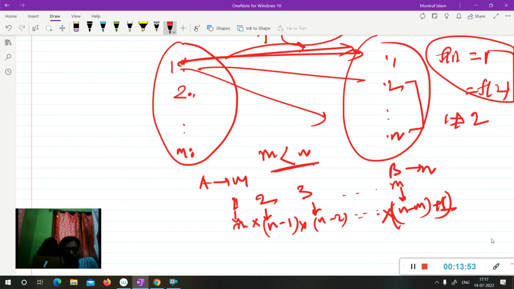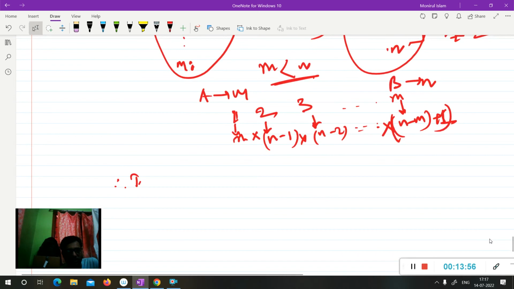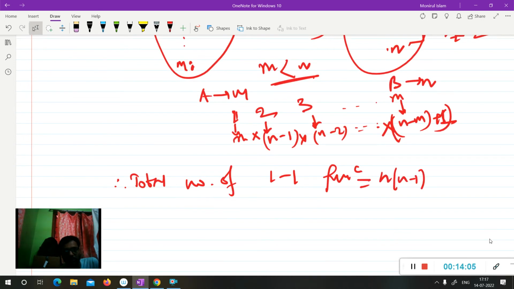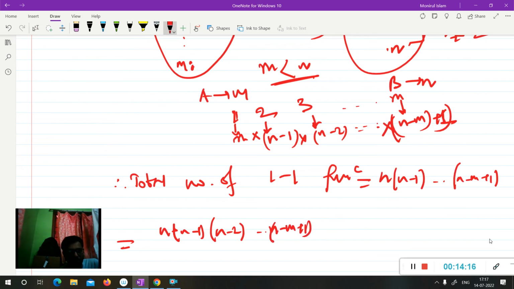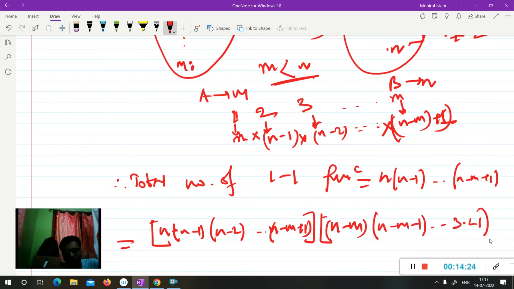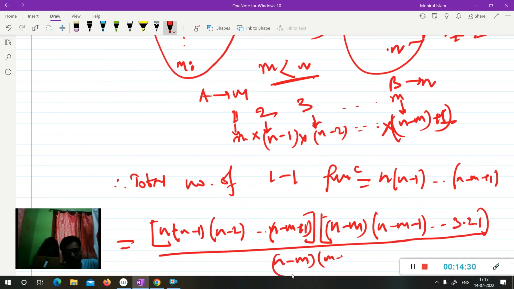The total number of one-one functions will be n, then n minus 1, and the last element n minus m plus 1. So if you want to compute this: n, n minus 1, n minus 2, down to n minus m plus 1. Okay, and I am making one more thing. I am making this product n minus m, n minus m minus 1, down to 3, 2, 1, and dividing by this product.